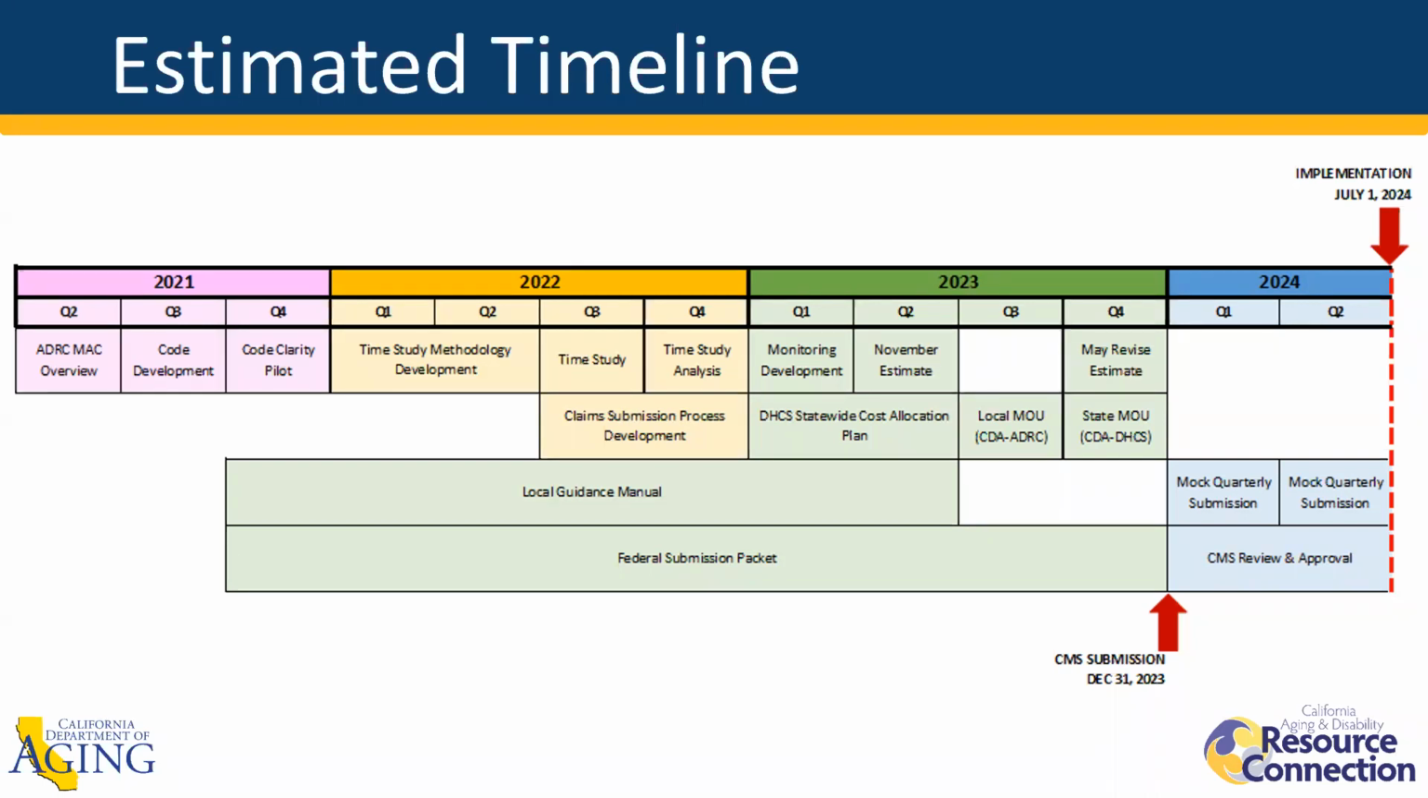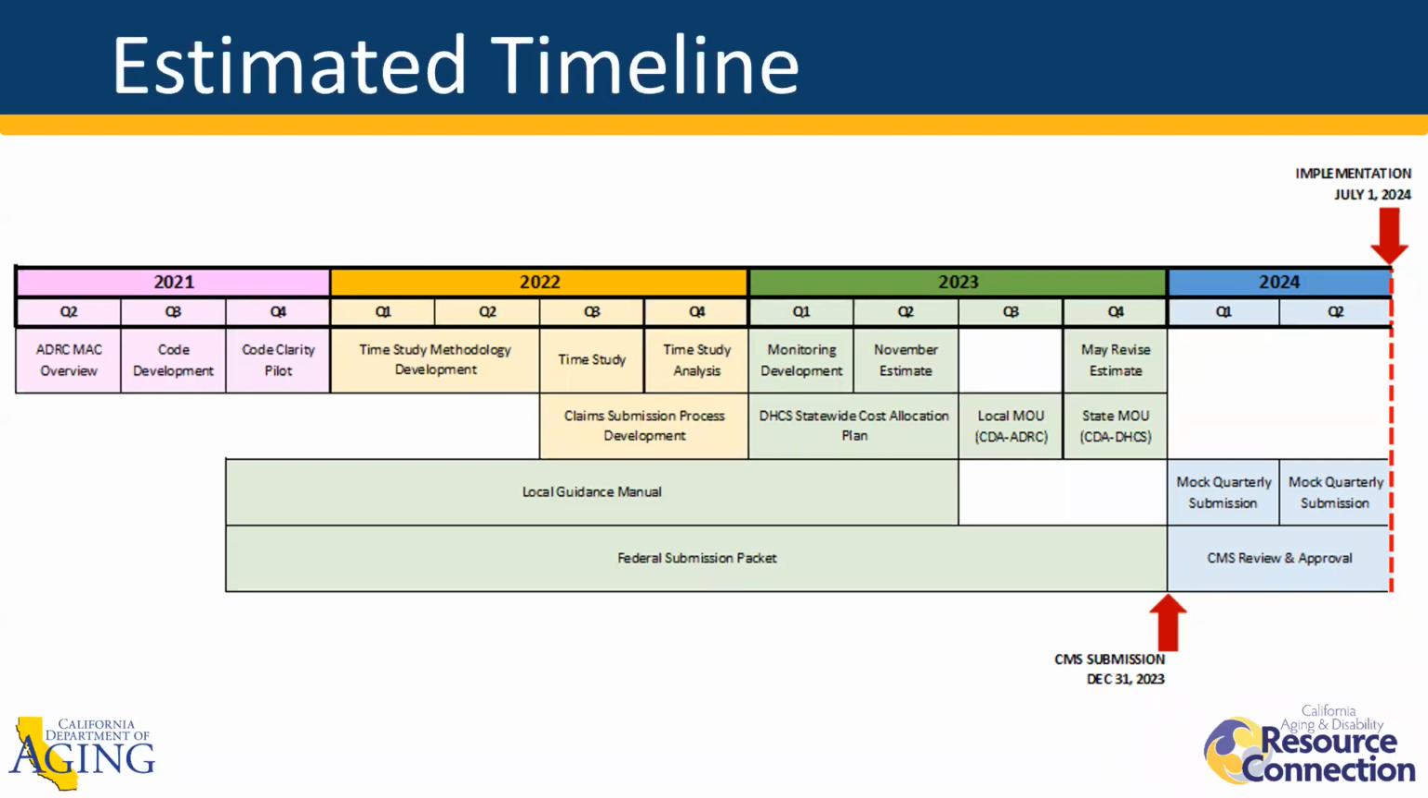And then knowing that our final deliverable is that submission packet to CMS, throughout each major phase, we'll be concurrently working on compiling materials and drafting both the local guidance manual for our ADRCs as well as our federal submission packet. So we're targeting submitting that packet to CMS by the end of 2023.